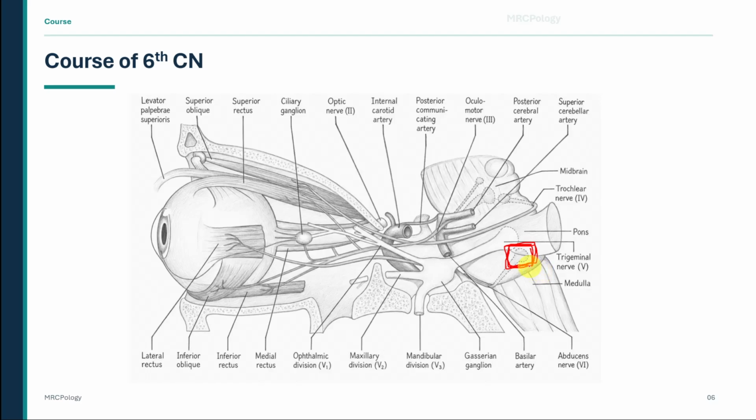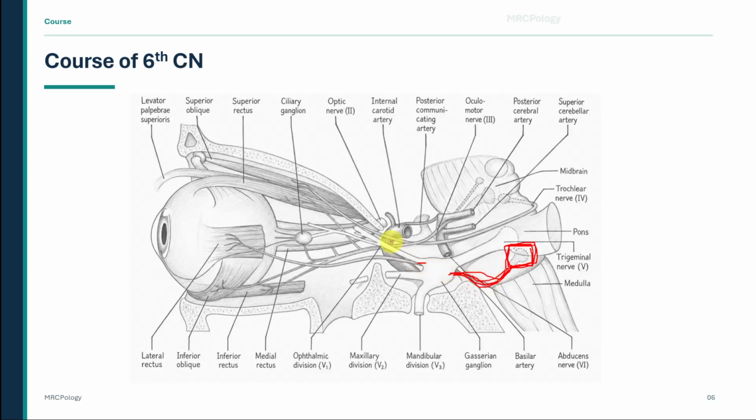If the lesion is in the subarachnoid space or along the clivus, think about raised intracranial pressure, meningitis, subarachnoid hemorrhage, trauma, or clival pathology. The sixth nerve is vulnerable to stretch because of its long intracranial course. This is why raised intracranial pressure can produce a sixth nerve palsy, sometimes as a false localizing sign. The lesion may not be at the sixth nerve nucleus itself. The nerve is being stretched along its path.